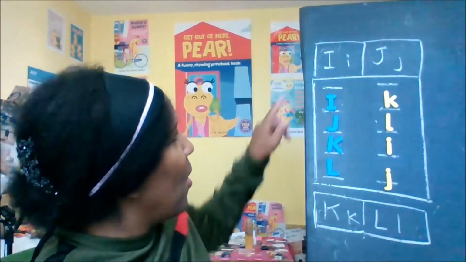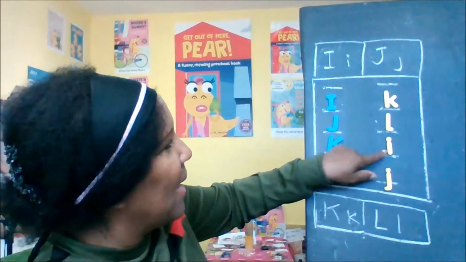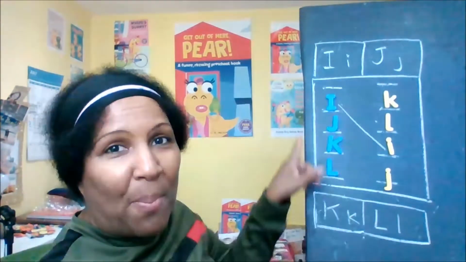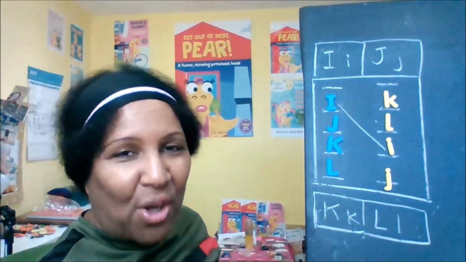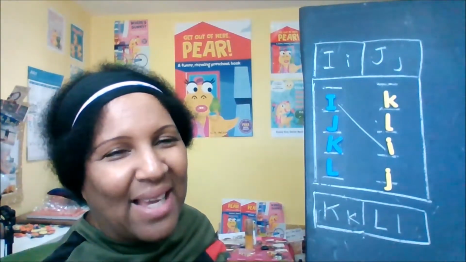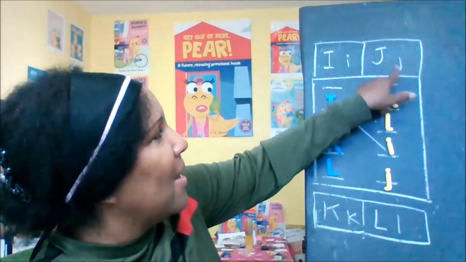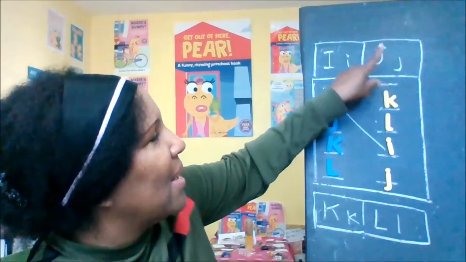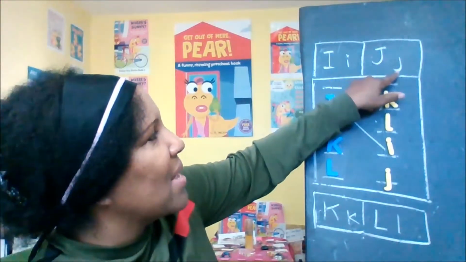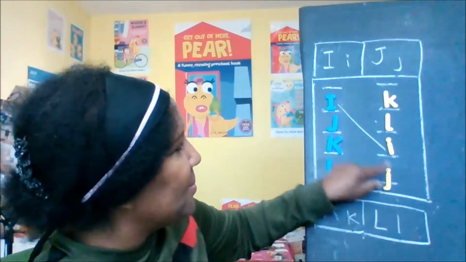Okay. So over here I have I and I. Bingo. You got it. Can you match? Are you helping me match? If you're learning, great. If you're matching, great. If you're paying attention, great. Thank you. Here's J and J. Big J, little j. Capital J, small j. Uppercase J, lowercase j.